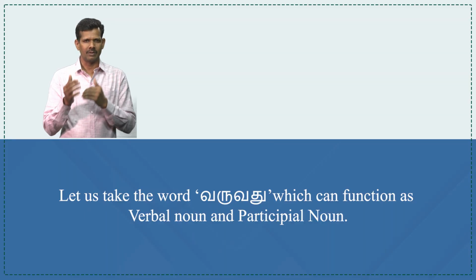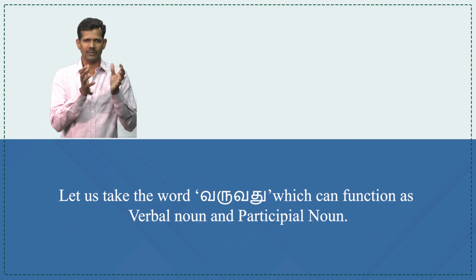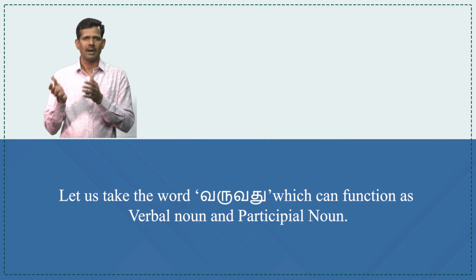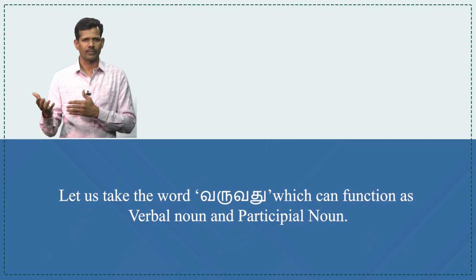Now we are going to focus on the third person singular neuter pronominal suffix "du", which is conjugated with the verbal noun and participial noun. Let us take the word வருவது, which can function as a verbal noun and also as a participial noun. It is difficult to differentiate between the two. Let me explain it with enough necessary information to give a clear picture to differentiate both.